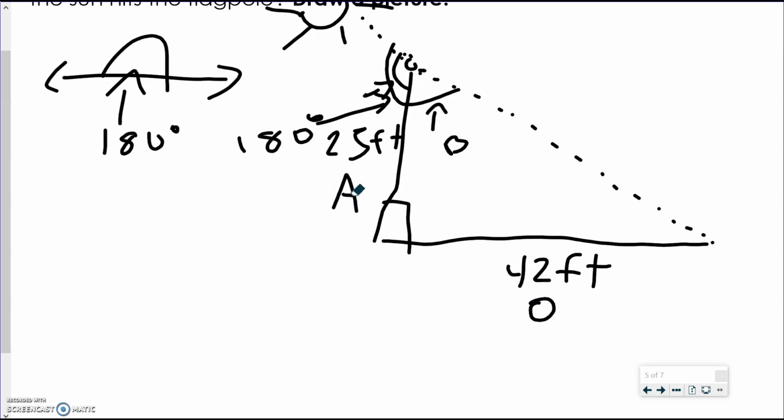We need our inverse trig ratio that deals with opposite and adjacent, and that is our inverse tangent, all right? So we're going to do tangent to the -1, that's tangent inverse, and then in parentheses, we're going to do our opposite over adjacent ratio. Again, if we were just doing regular tangent, we would put the angle measurement. But because we're trying to find the angle measurement, that's why we use tangent inverse, and we put the 42 over 25 in the parentheses.